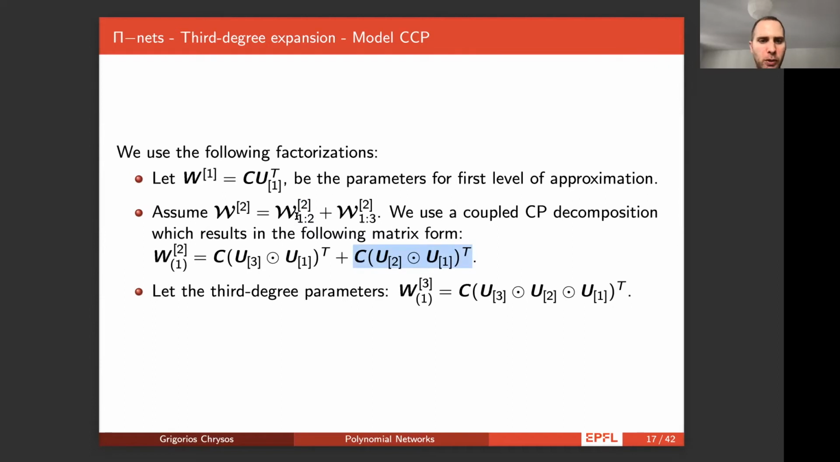This corresponds to the first one, and Cu3, U1 corresponds to this matrix. And then for the third degree, we use a simple CP decomposition, and this is the result. The reason I have used some symbols as shared, for instance, C's here, is something that we did by design in order to obtain a hierarchical structure.